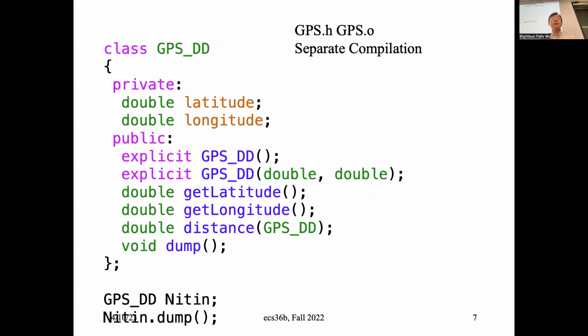Sorry, this one. For the function distance, which passes the GPS DB as the argument, can that function access the target's latitude and longitude? Oh, that's a great question. I plan to explain that a little bit later, because I just want to tell you why this over here actually involves 2 GPS objects.